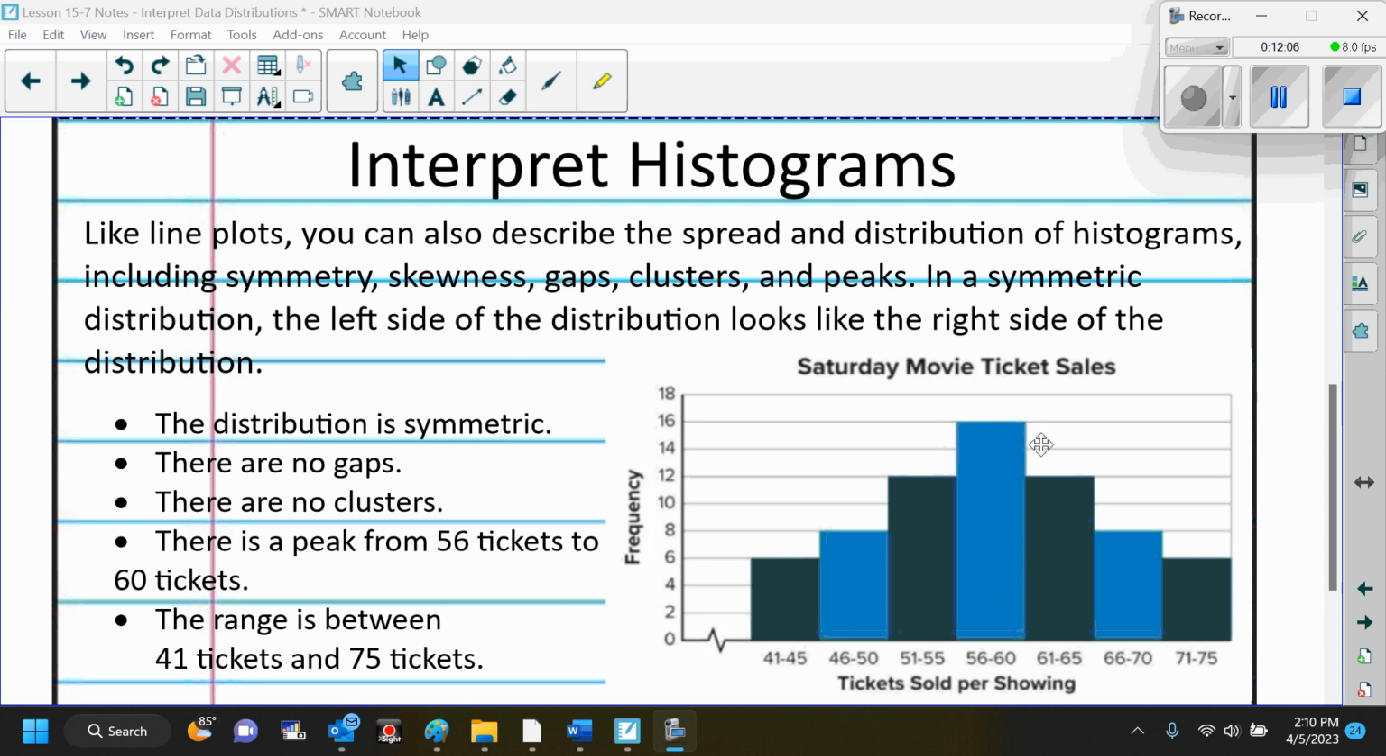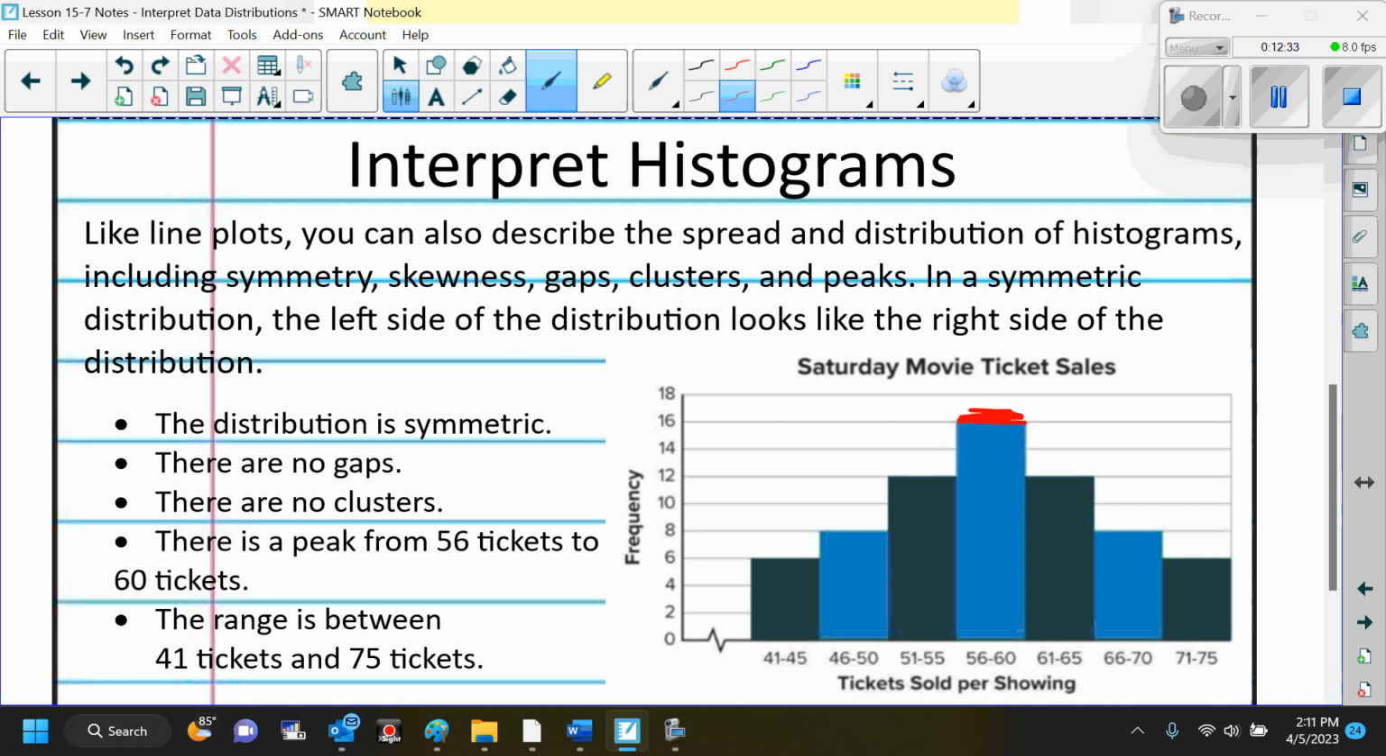There are no gaps. Okay, so you see a bar for the histogram in each one of these intervals. So there are no gaps. There are no clusters. Okay, we don't have any groups of data in one place. There is a peak. There is a peak at 56 to 60 tickets. So here's the peak right here. So again, remember, the peak means that's the mode, right? So there's a peak right here.